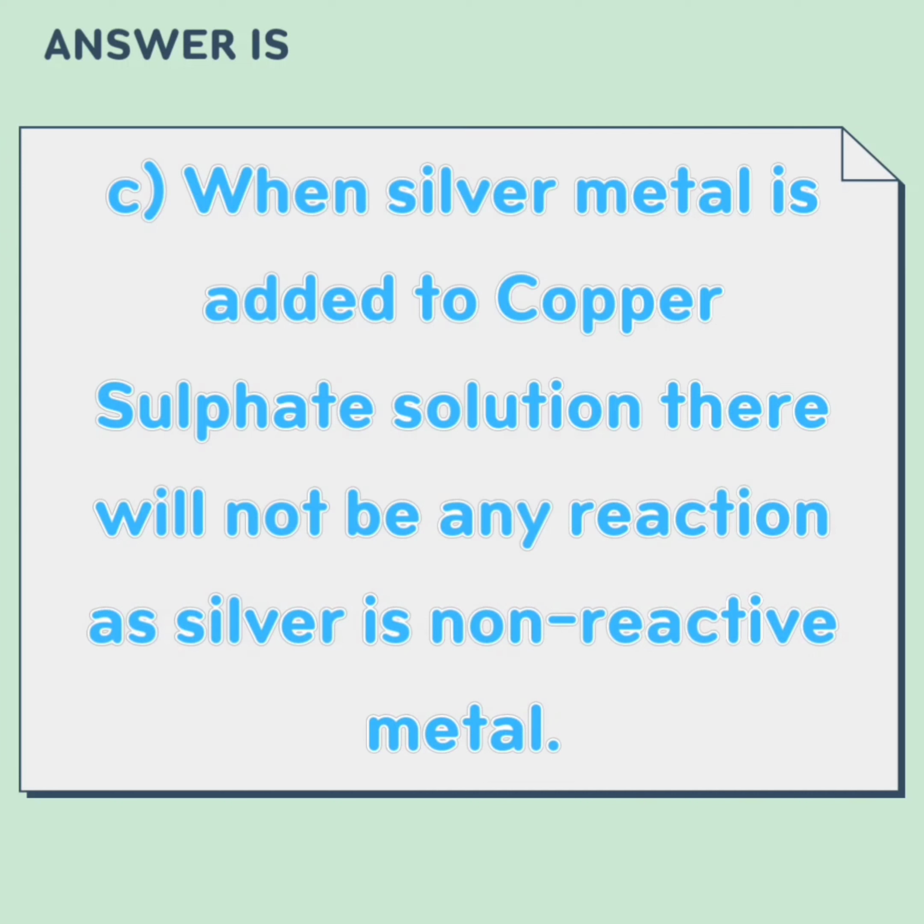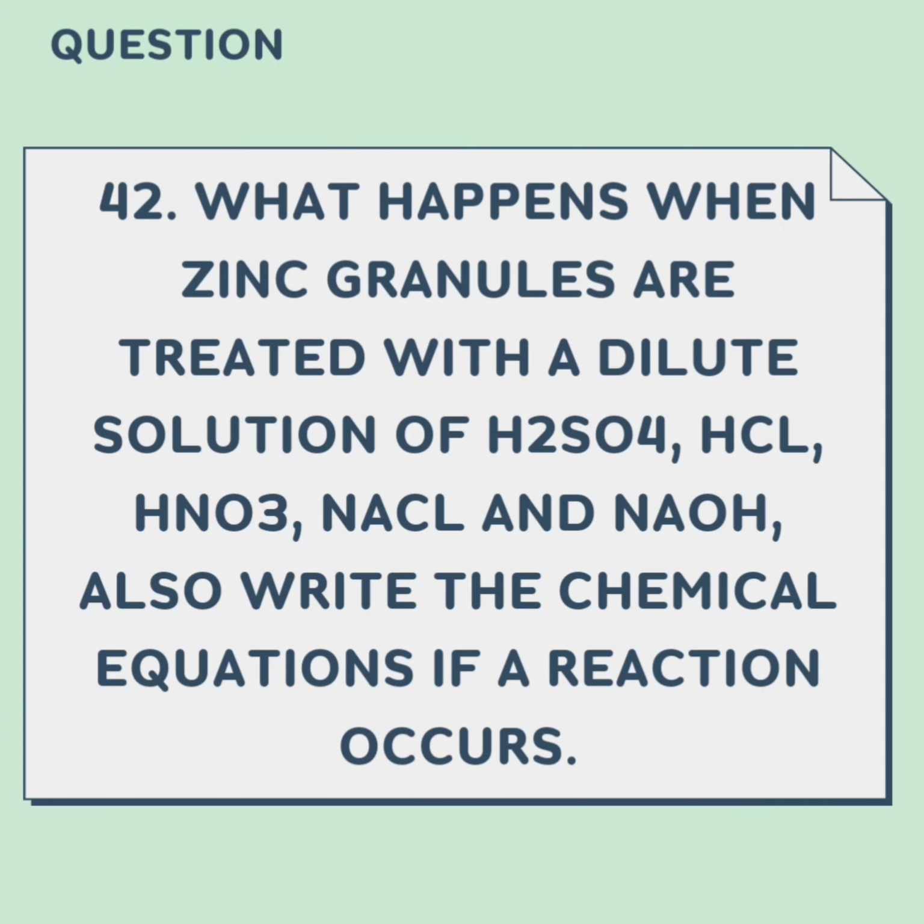42. What happens when zinc granules are treated with a dilute solution of sulfuric acid, hydrochloric acid, nitric acid, sodium chloride and sodium hydroxide? Also write the chemical equations if a reaction occurs.